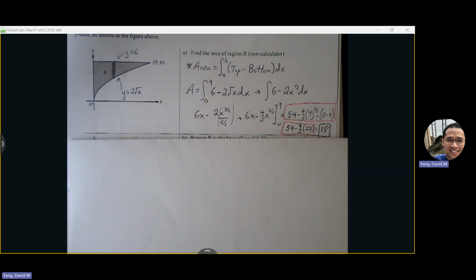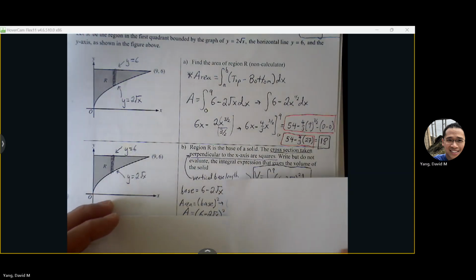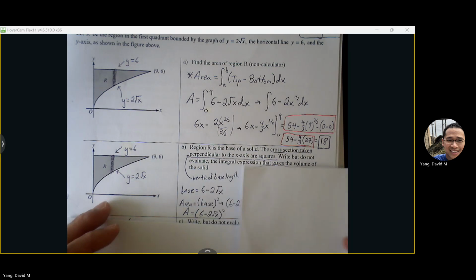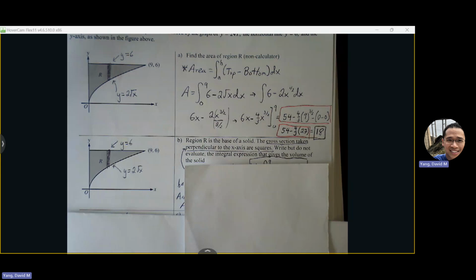Part B, cross section. Okay, so I feel like some students, when they see volume, just assume that everything is going to get rotated. Unless the problem specifies a rotation around an axis, we're not going to have this for the washer method.